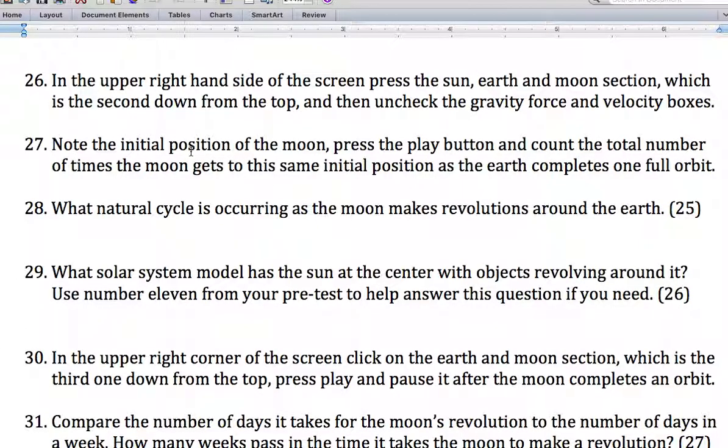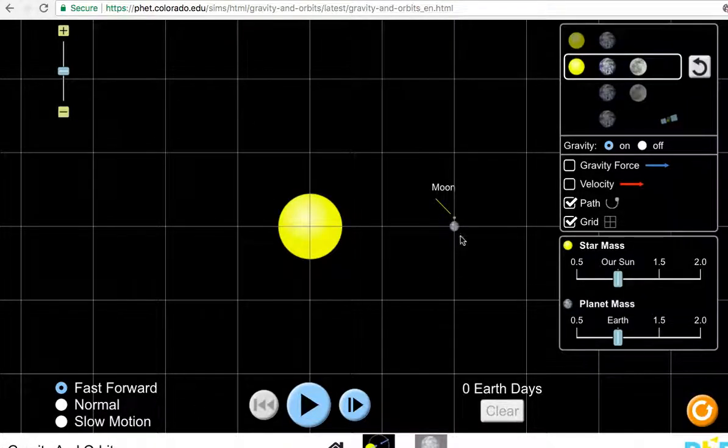Alright. Note the initial position of the moon. Press the play button and count the total number of times the moon gets to the same initial position as the Earth completes one full orbit. Alright, so initial position, we're not talking about relative to the sun. We're talking about relative to the Earth.